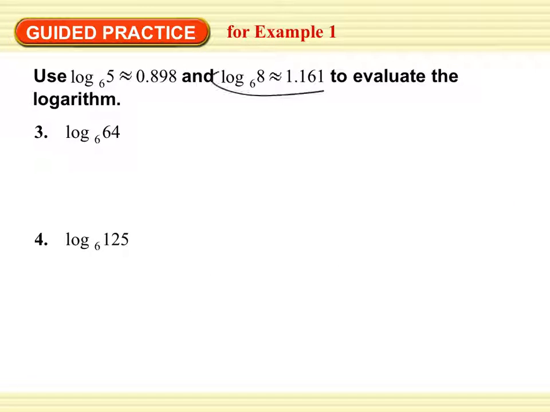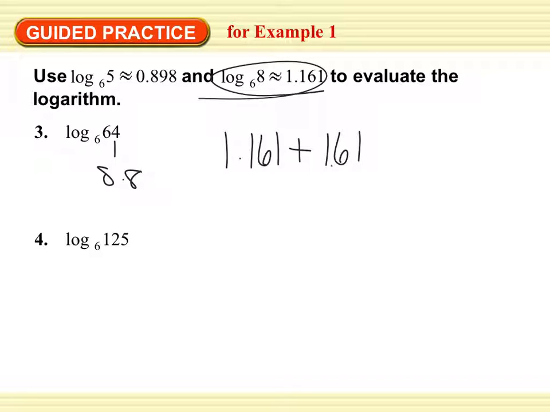Okay, 64 is 8 times 8. So I'm going to do some shortcuts here. I know I can do log base 6 of 8 plus log base 6 of 8. And I get 2.322.